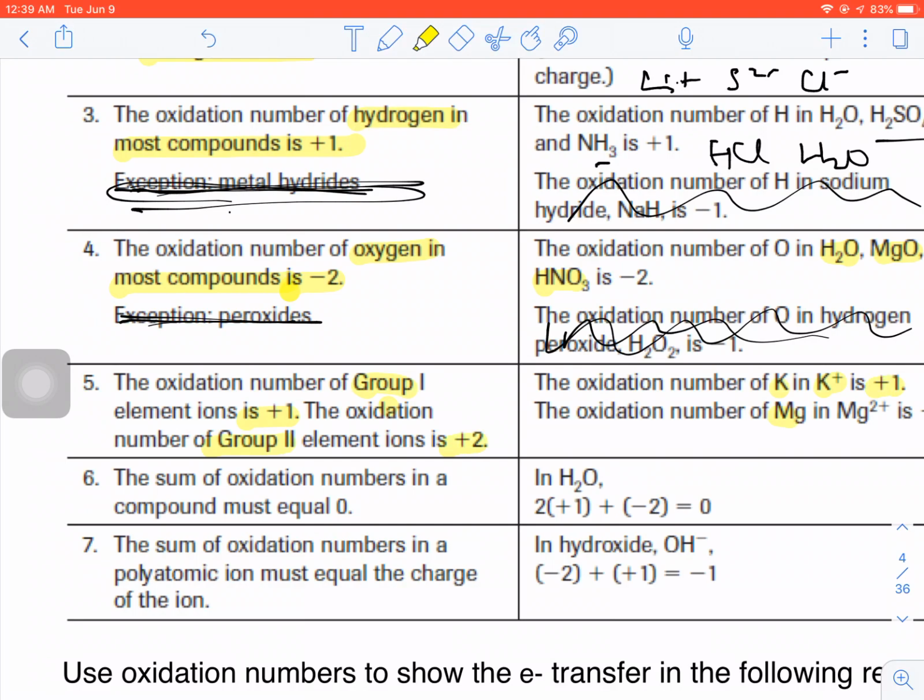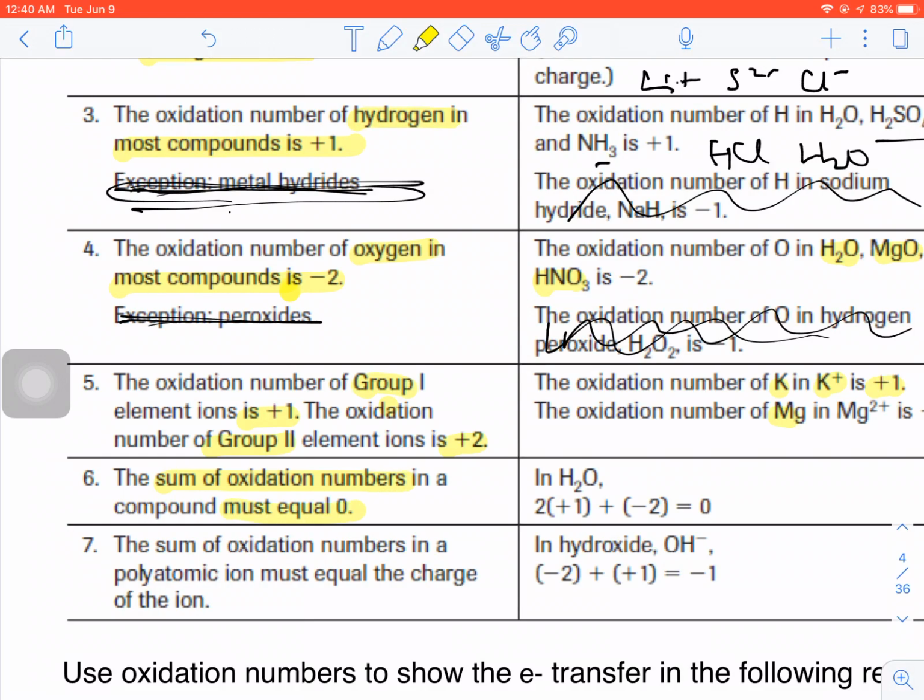They're in the second column of our periodic table, and they will have ionic oxidation numbers equal to their ionic charge, which is +2. Okay, rule number 6 says if a compound is neutral, the oxidation numbers must equal 0. The sum of the oxidation numbers in a compound must be equal to 0.